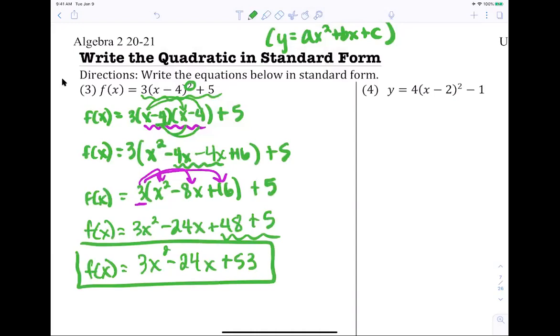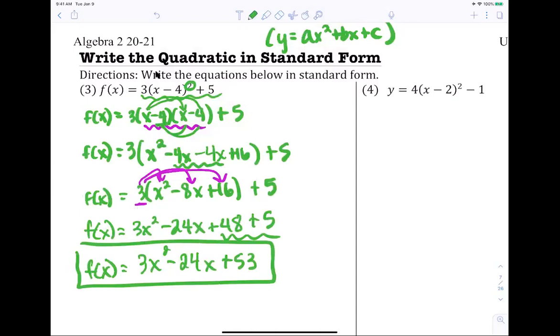Now, if you didn't believe me, or if you weren't sure, the cool thing is you could go about graphing both of these. If I wanted to say, okay, well, this one, our answer was 3, what was it? In parentheses, it was x minus 4 squared, and then plus 5.